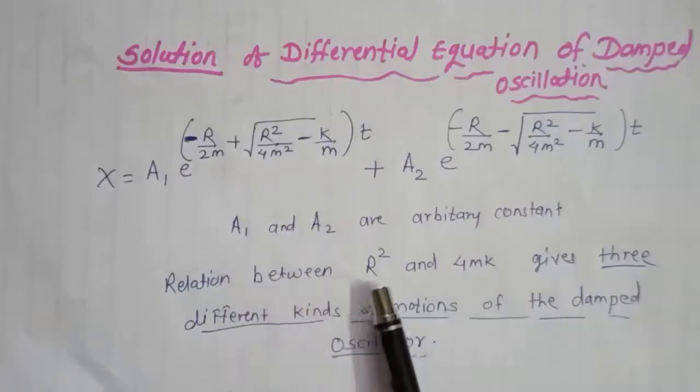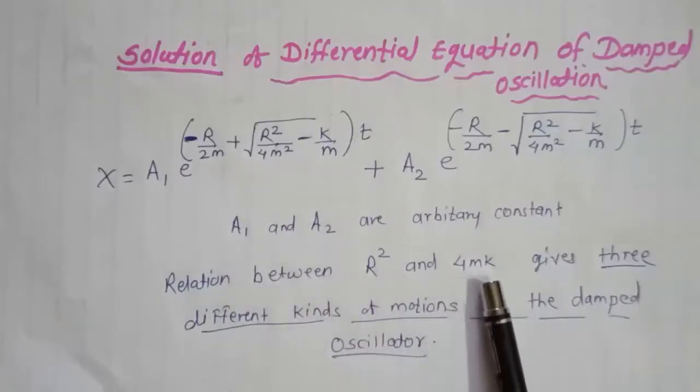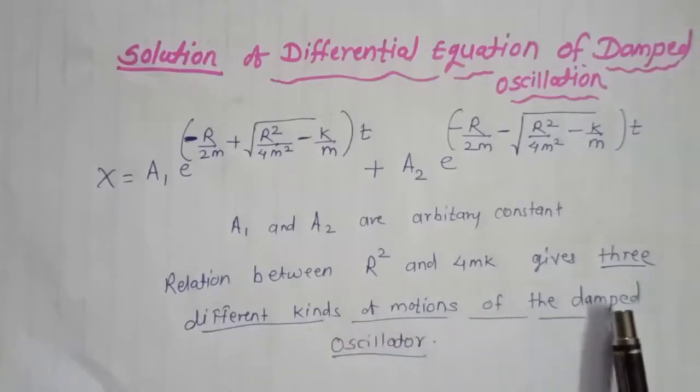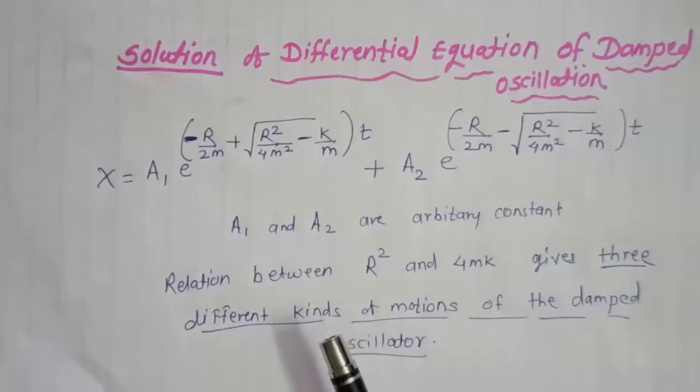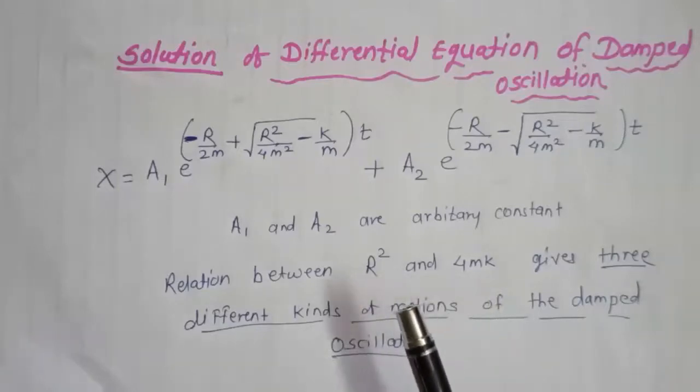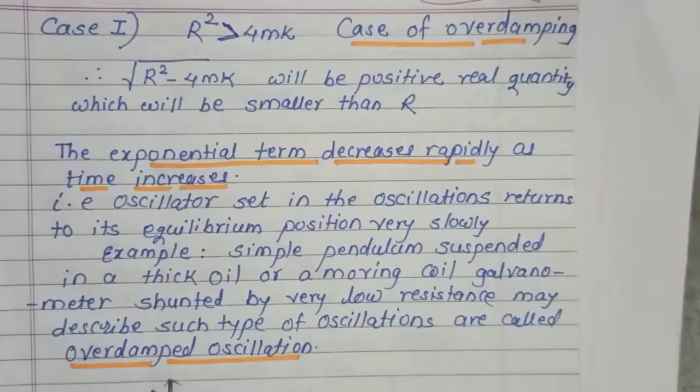The relation between r square and 4mk gives three different kinds of motion of the damped oscillator. Now, today we will study the different cases which show the relation between r square and 4mk. Now we discuss different cases for the value of r square and 4mk.